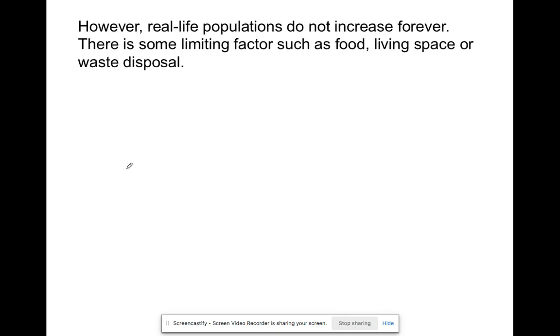So the question becomes, what if the growth isn't exactly exponential? Let's say you have a population of fish in your aquarium, and the fish are reproducing at an exponential rate over time. Well, what's going to happen? Your aquarium has a limit. You can't keep filling it forever; it'll get to capacity.